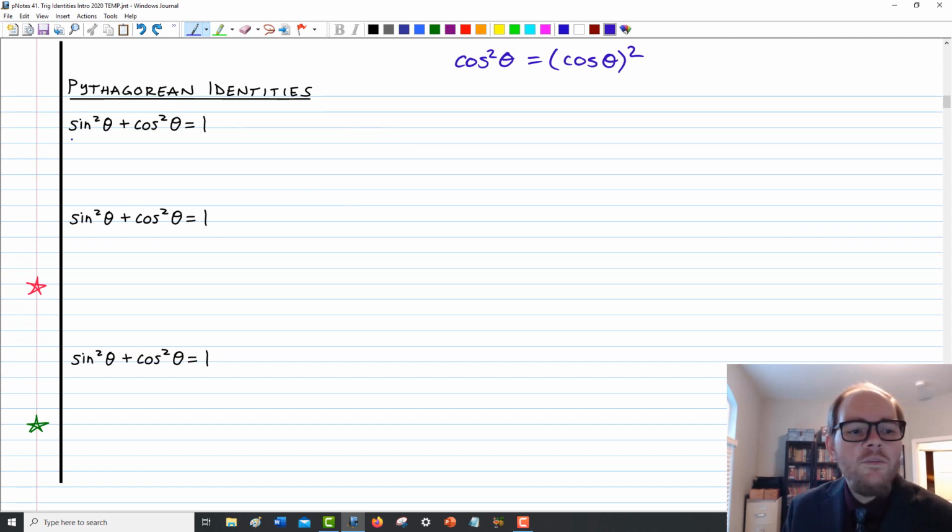Now let me point out that this particular Pythagorean identity, sine squared plus cosine squared equals 1, often shows up in 2 other different packages. It just kind of depends on what's there.